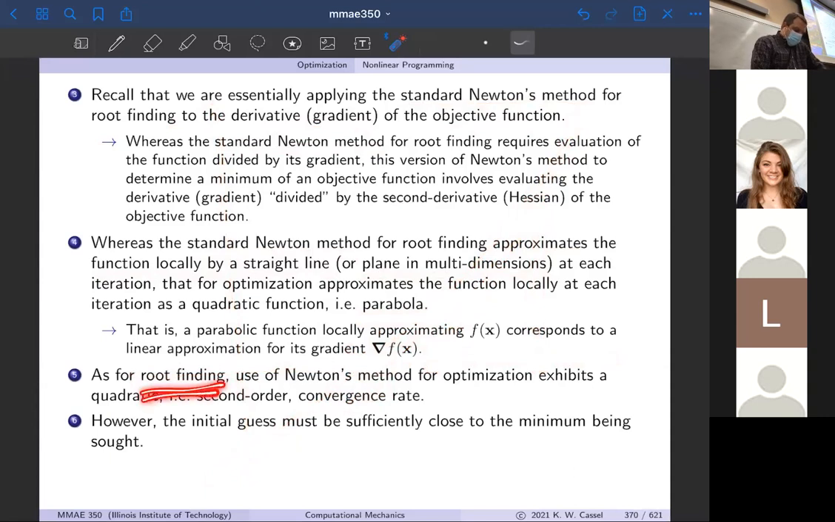As for root finding, it works great as long as you have a good initial guess. That's what the next point is. And it does have a quadratic, second order convergence rate as you iterate. So it's very fast if you have a good initial guess. Again, the root finding carries over to the optimization context wonderfully, perfectly well.